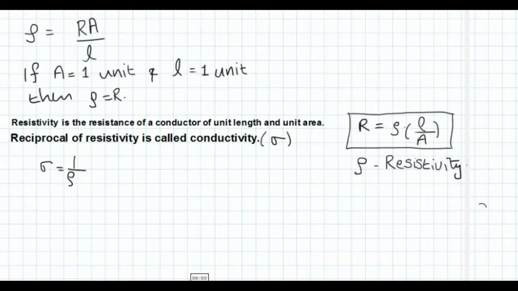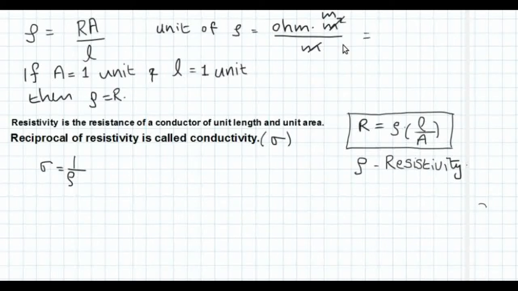Then we may find the unit of this sigma, but for that first we need the unit of rho. And what is the unit of rho? Rho is equal to RA by L. And what is the unit of R? It is ohm. And what is the unit of area? It is meter square. And the unit of length is meter. So the unit of rho is ohm meter square divided by meter. Then one m of m square will cancel, and what is remaining is ohm meter. So the unit of resistivity is ohm meter.